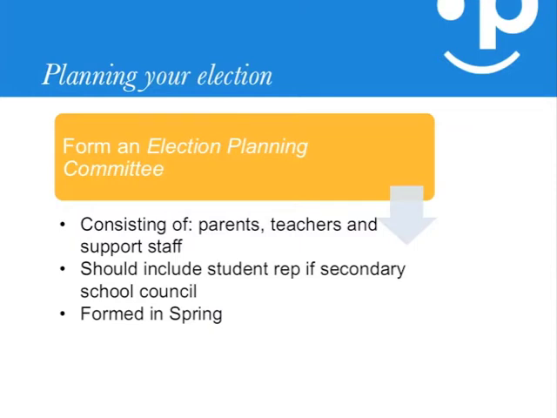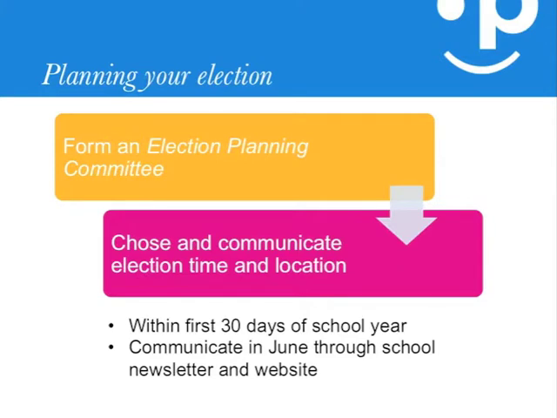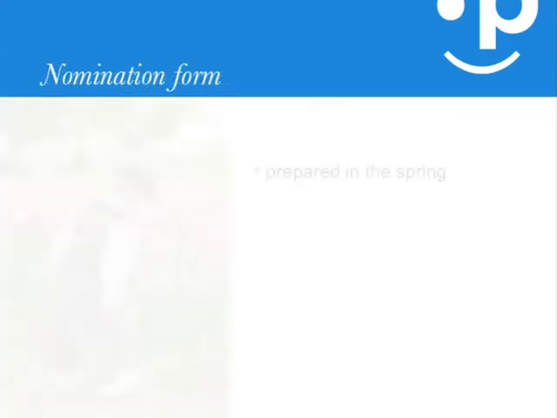The planning committee's first task is to choose an appropriate election date and time. The election must happen within the first 30 calendar days of the school year. Election information can be communicated to parents in June through the school newsletter and website. It's also the committee's responsibility to prepare all election materials, like the nomination form and ballot. The nomination form should be prepared in the spring.